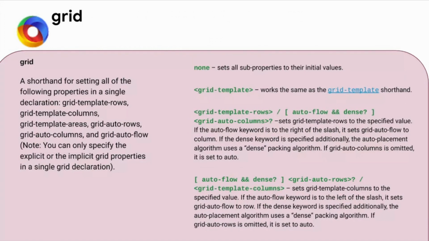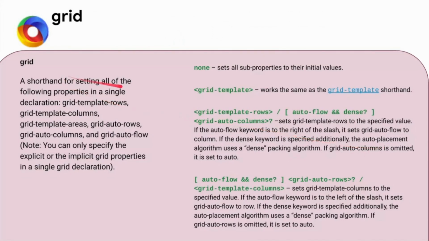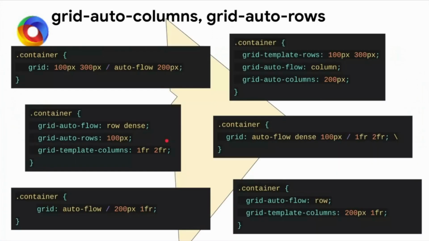So what exactly is the final property, grid? Grid is a shorthand for all the things we have learned today. Grid can either take a grid template directly, it can take grid template rows and grid auto columns, or it can take grid auto rows and grid template columns. Suppose I put grid: 100px 300px / auto-flow 200px. It is equivalent to this code: grid template rows 100px 300px, grid auto columns 200px, and grid auto flow column.